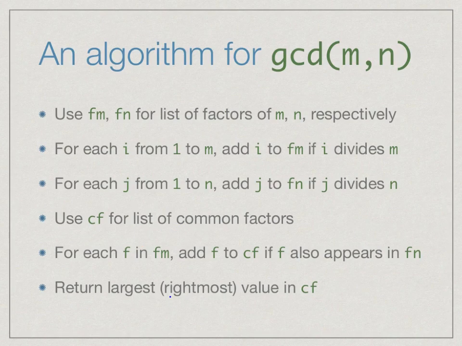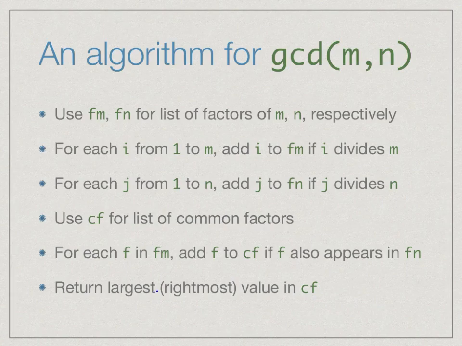And having done this, now we want to return the largest value in this list of common factors. Remember that 1 will always be a common factor, so the list CF will not be empty. So there will be at least one value. But since we add them in ascending order, since the lists fm and fn were constructed from 1 to m and 1 to n, the largest value will also be the rightmost value.